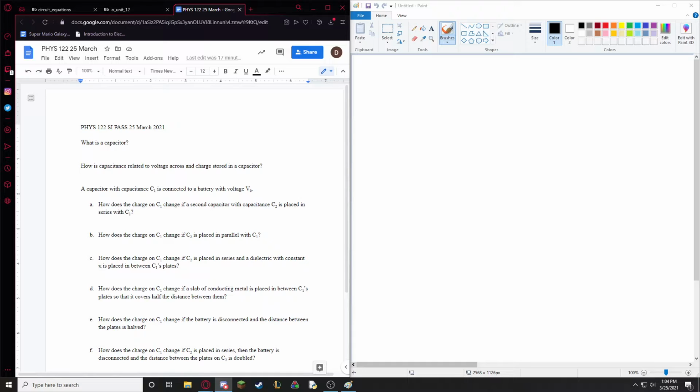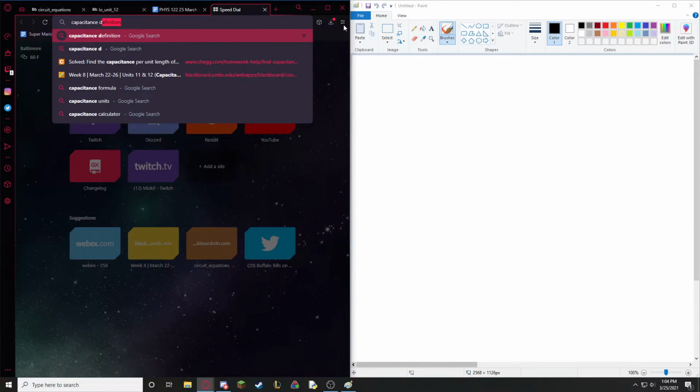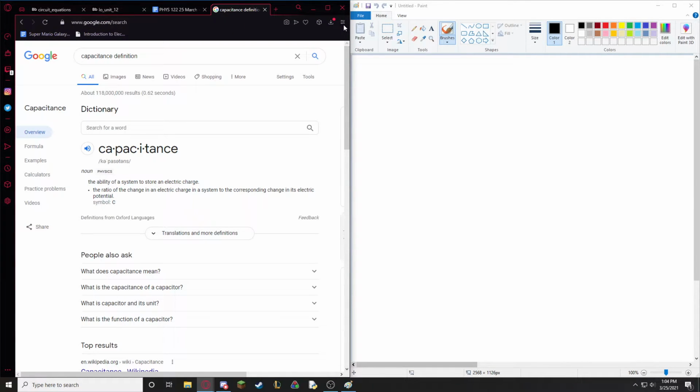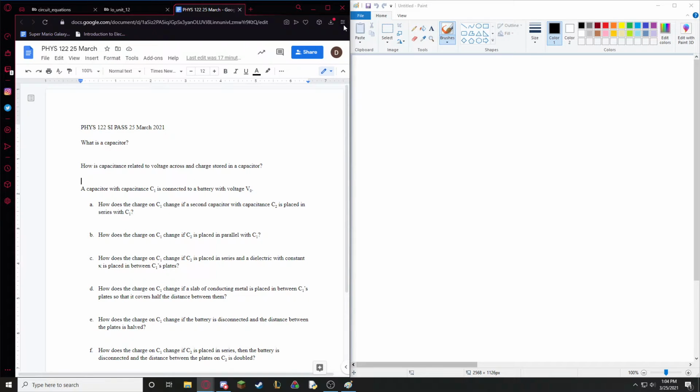So the capacitor stores charge, and that's how it stores energy. And so capacitance is, quite literally, if you Google the capacitance definition, the ability of a system to store electric charge. So that's what a capacitor is. In this case, you guys are only worrying about parallel plate capacitors, where essentially you have two parallel plates, and they store charge where one side is positively charged and the other side is negatively charged.